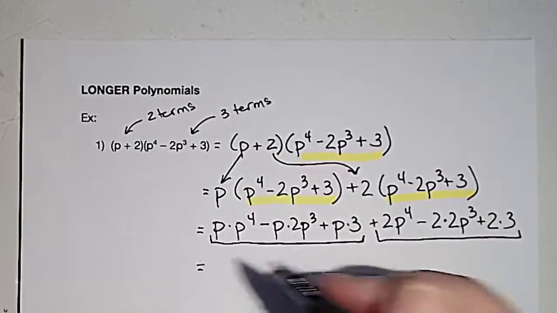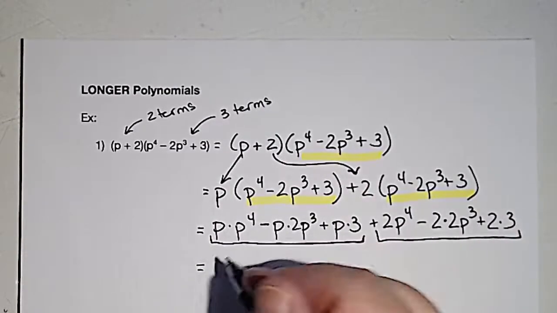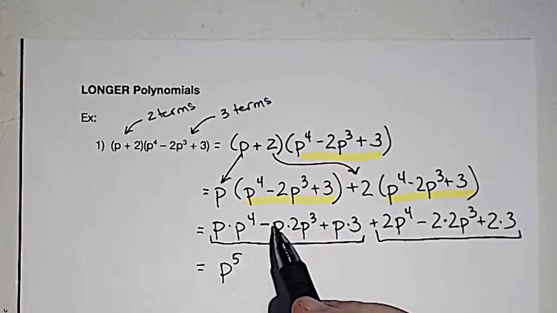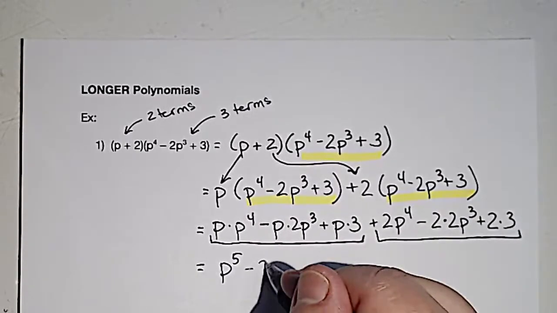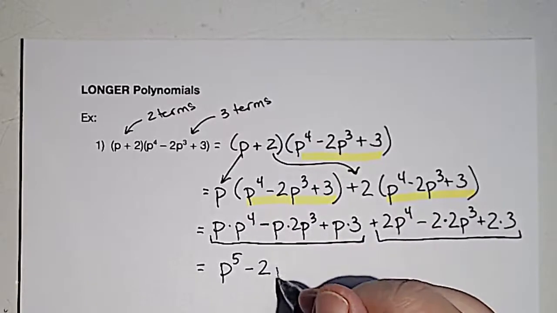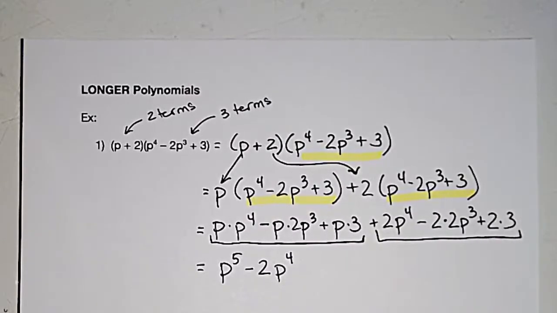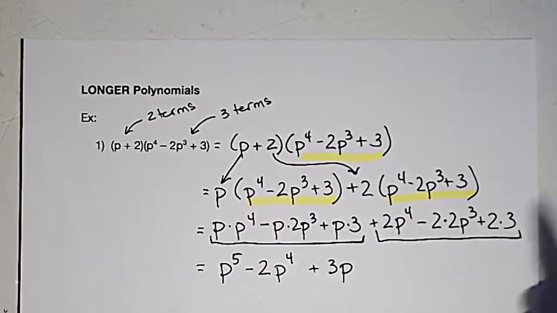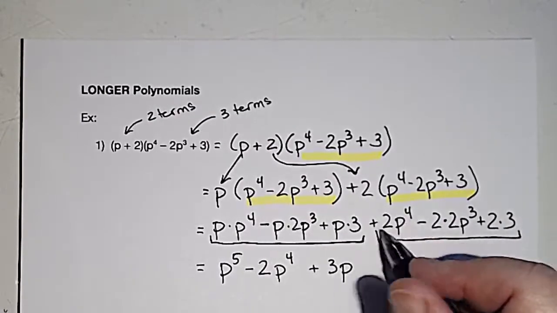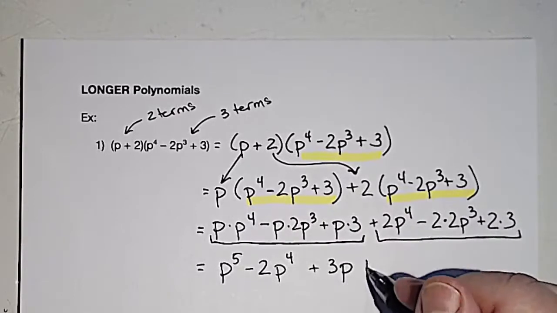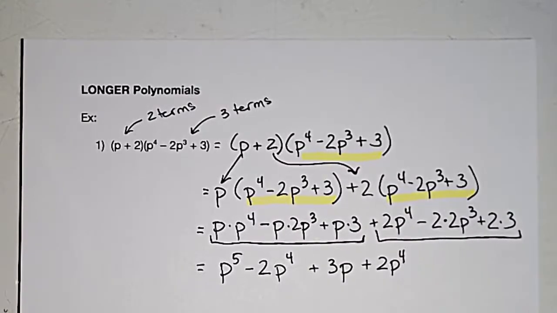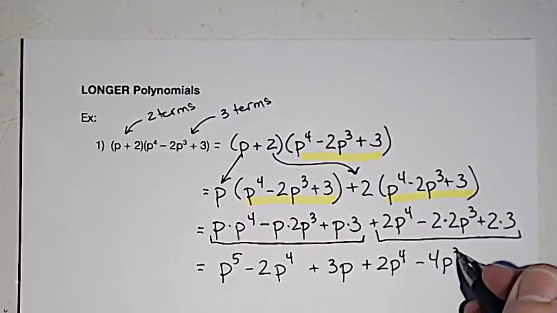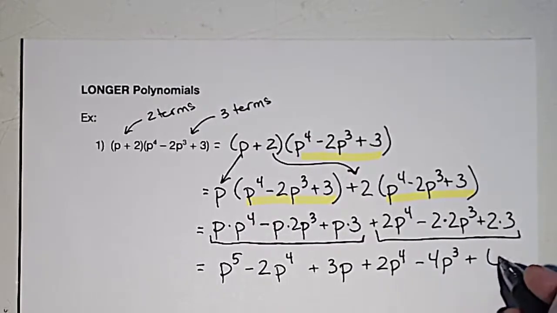Okay, let me group everything. P times p to the 4th, 5 p's, so it's p to the 5th. Now this one is all wonky, but I see I have a minus 2, and then I've got 4 p's, so p to the 4th. This one is simply 3p. This one, that's lovely, isn't it? It's already written in correct form, 2p to the 4th. This one's not too bad. 2 times 2 is 4. The p's stay the same, and this last one is plus 6.